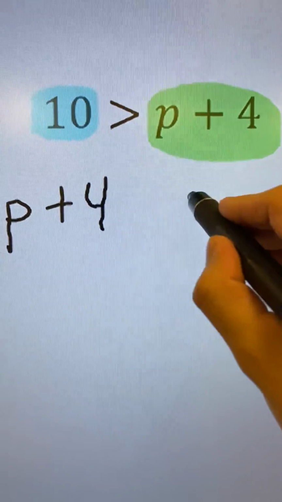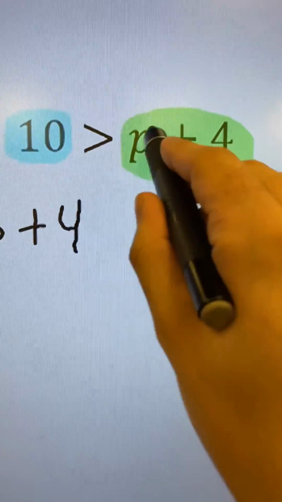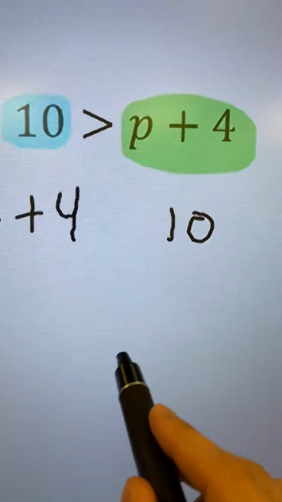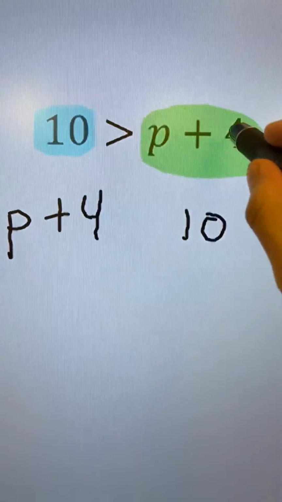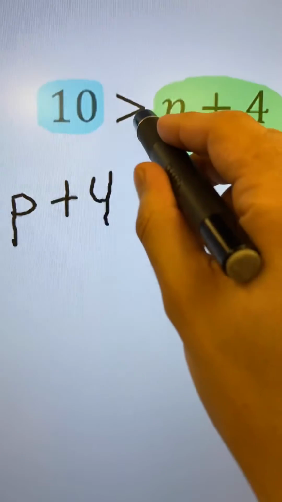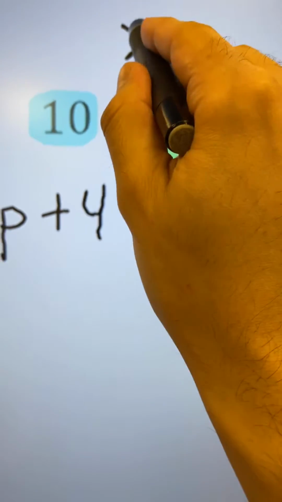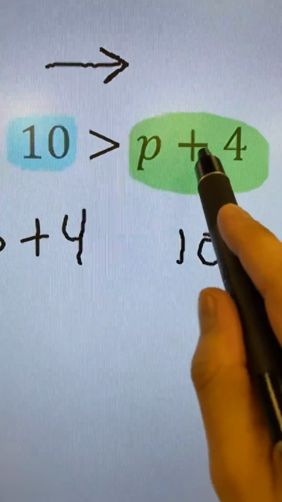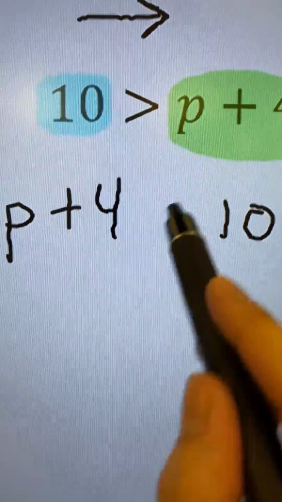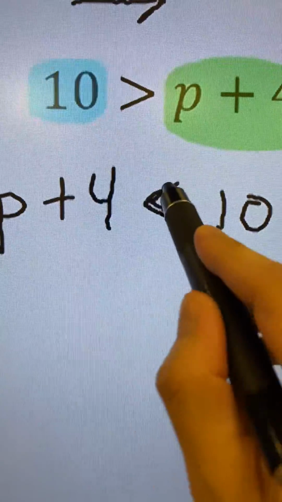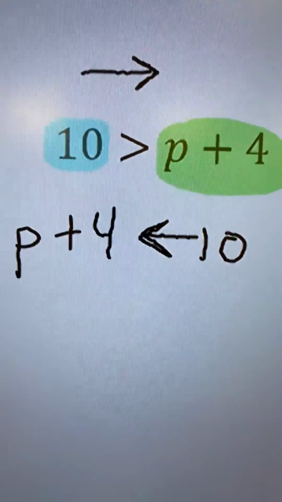And then I'm going to put the 10 on this side. So notice that the p plus 4, I didn't switch the order. It's the same exact order. That's why I'm saying, imagine cutting this out and just putting it over here. And now notice, if you treat the inequality sign, greater than, like an arrow, it's pointing towards the p plus 4. So I'm going to make sure that I'm still pointing towards that. Right, like this is what I mean. You can see the arrow's pointing towards it still.